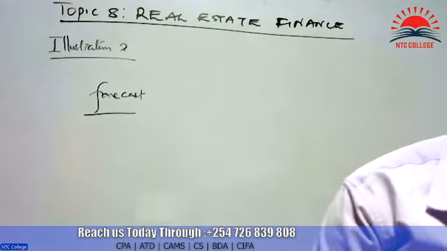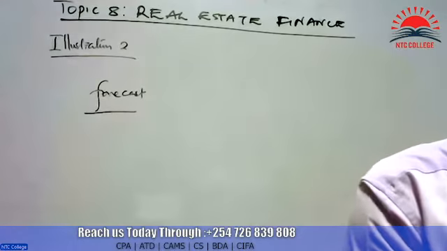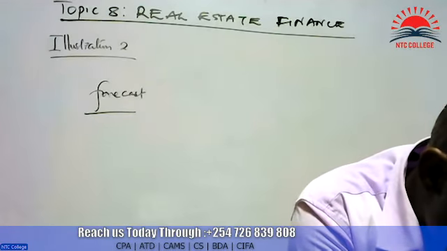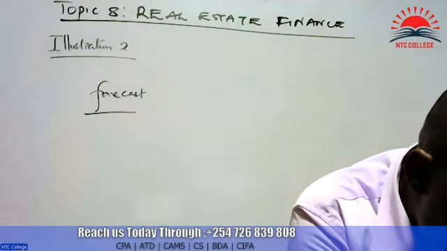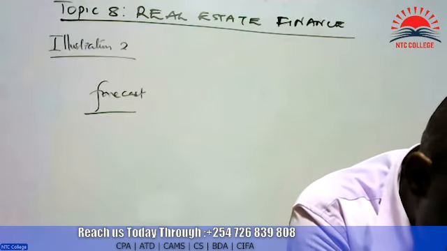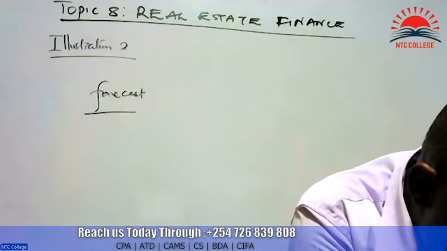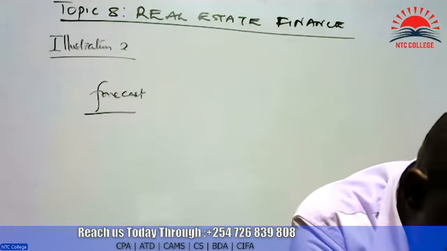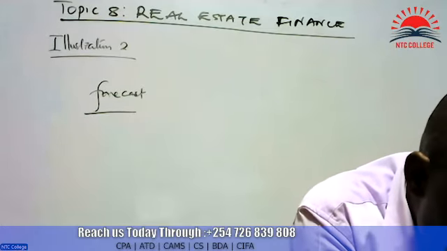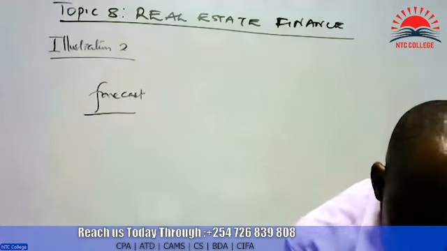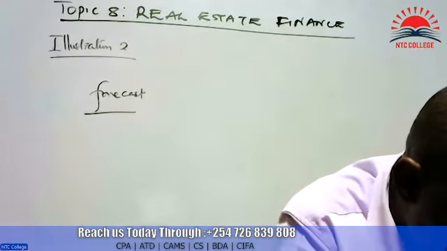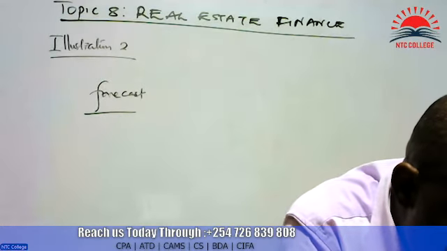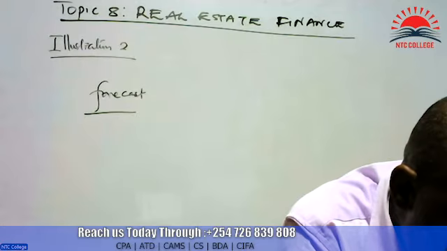The following is a 10-year forecast of ABC apartments, full stop. The net operating income, that is NOI, will stabilize at a growth rate of 2% in year 9 and thereafter.